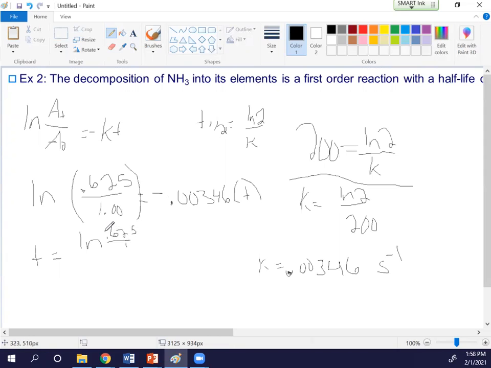over 1, divided by negative 0.00346. So that's exactly how you put it in the calculator: ln, parentheses, 0.625 divided by 1, close parentheses, divided by negative 0.00346. But isn't 0.625 over 1 just 0.625? It won't always be that way. You won't always start with 1, but yes, ma'am.